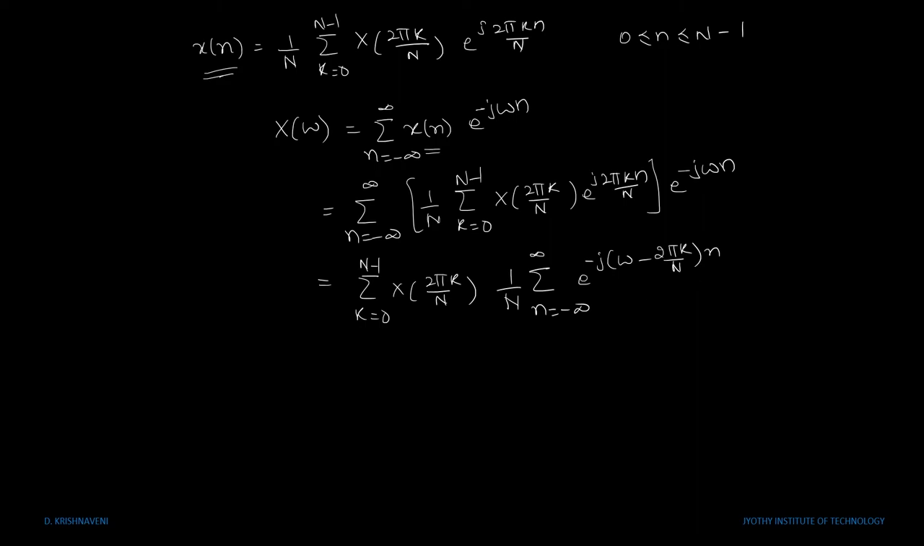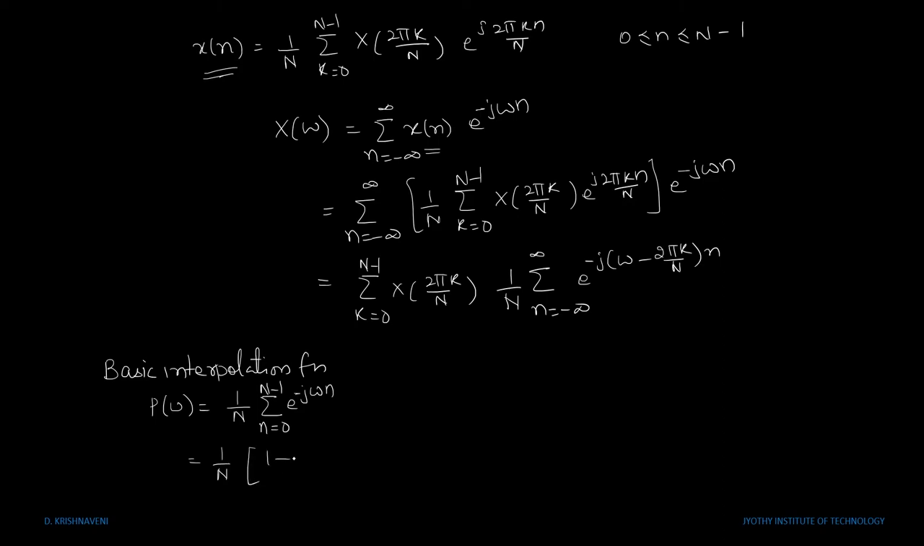We can relate this expression to the basic interpolation function. Now what is the basic interpolation function? P of omega is given by 1 by n summation n is equal to 0 to n minus 1 e to the power of minus j omega n, and this is a summation in the form of summation a to the power of n, where a is e to the power of minus j omega. I can write this as 1 by n into 1 minus e to the power of minus j omega, upper limit plus 1, so n, by 1 minus e to the power of minus j omega.